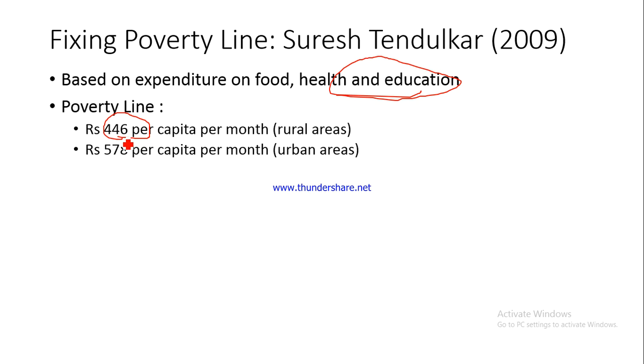446 rupees is per capita per month. Per person per month. But what about a family of 5 people? 5 members are there in that particular family. So then in that case it would be 446 into 5.